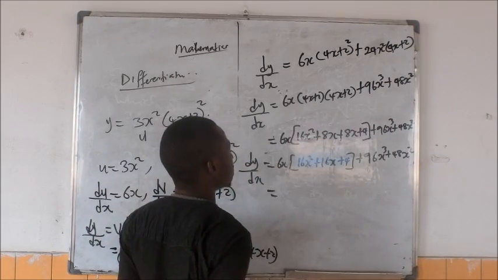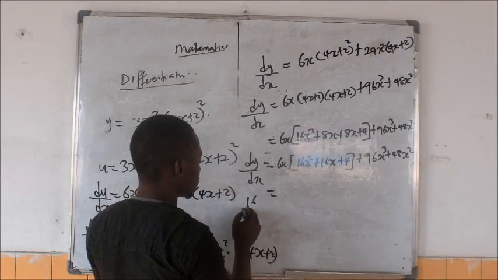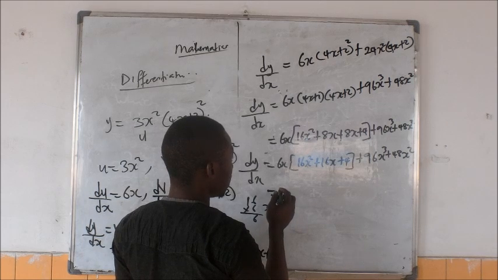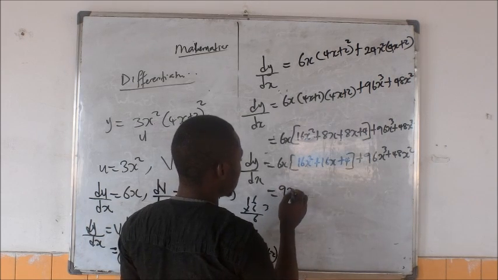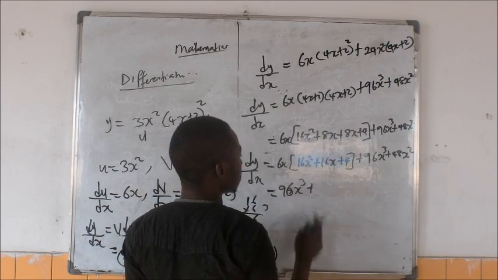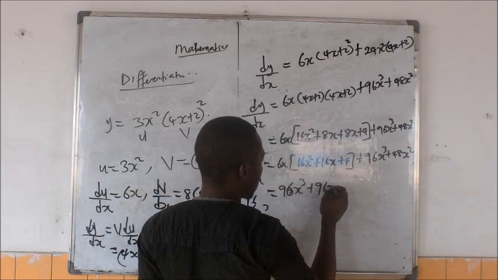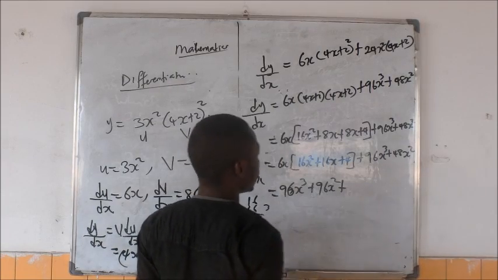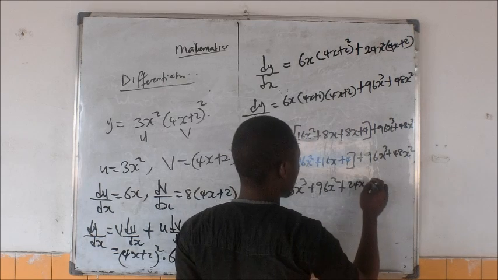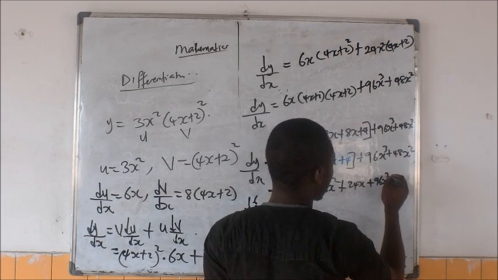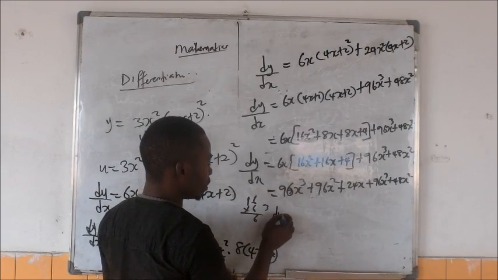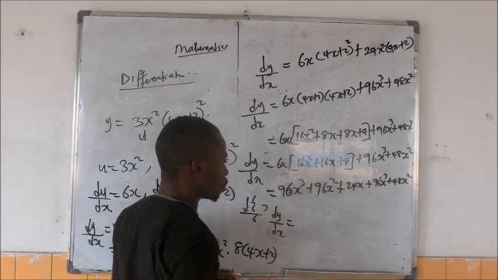So then you can open the bracket for this one. What do you have? 6 times 16 will give you 96. It will now give you 96x raised to power 3, right? Plus 6 times 16 will give you 96x squared. Plus what again? 6 times 4, 24x. Okay, now plus 96x raised to power 3 plus 48x raised to power 2. Okay, therefore dy all over dx will now give us what?